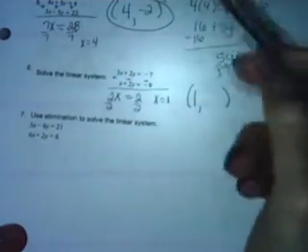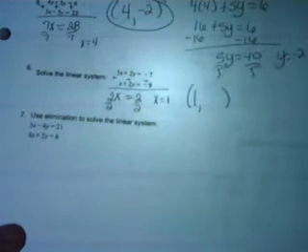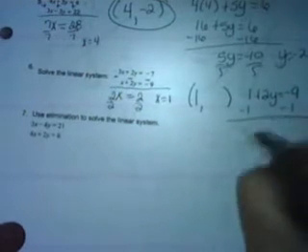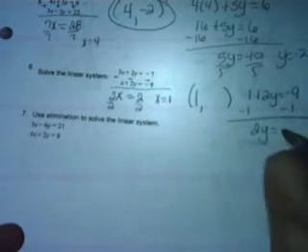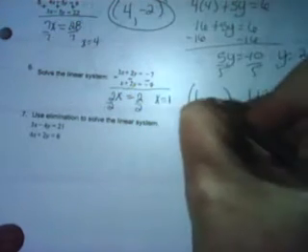Plug that into either equation. I'd use the bottom one. 1 plus 2y equals -9. Subtract 1 from each side. And 2y equals -10. Divide by 2, y equals -5.